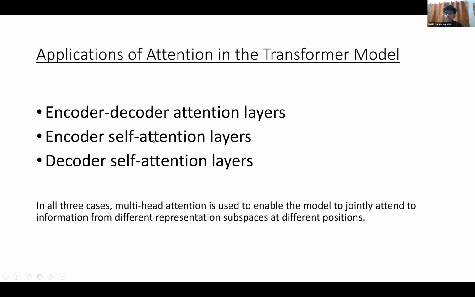So the applications of attention in the transformer model. The transformer model uses multi-head attention, as I've already mentioned, in 3 different ways. That is, encoder-decoder attention, where the queries in these layers come from the previous decoder layer, while the memory keys and values come from the output of the encoder. So what I assume is that the K could be the memory or the storage of those input and output value pairs. Okay. Could that be it?